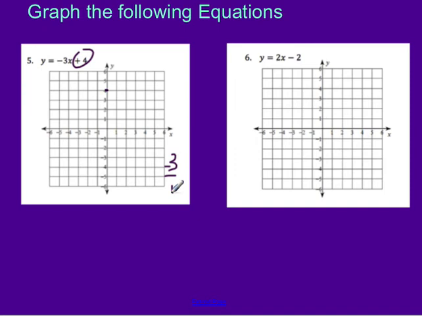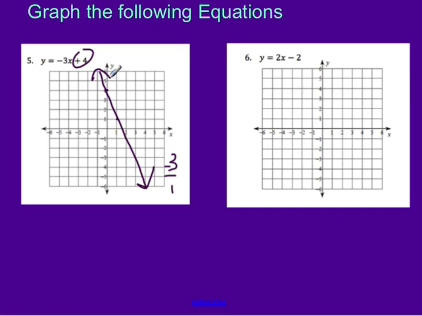I don't want to go left 1 because left is negative. Since my 1 is positive, I'm going to go right 1. So I'm going down 1, 2, 3, and then right 1. And I'm plotting that point. And again, I can connect those 2 points to make a line with arrows on either side.